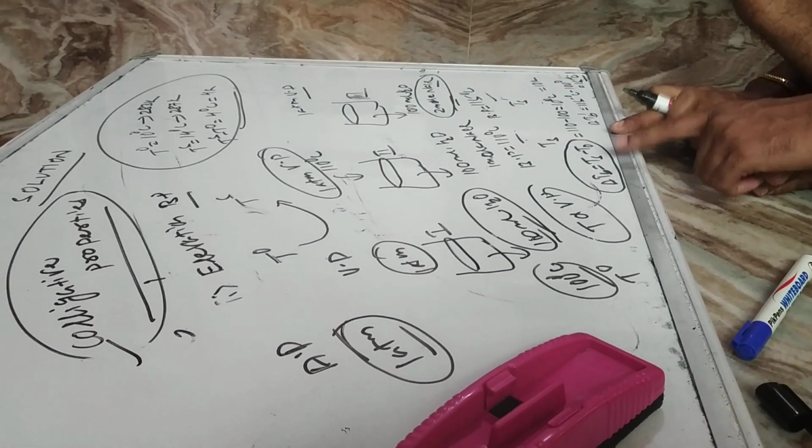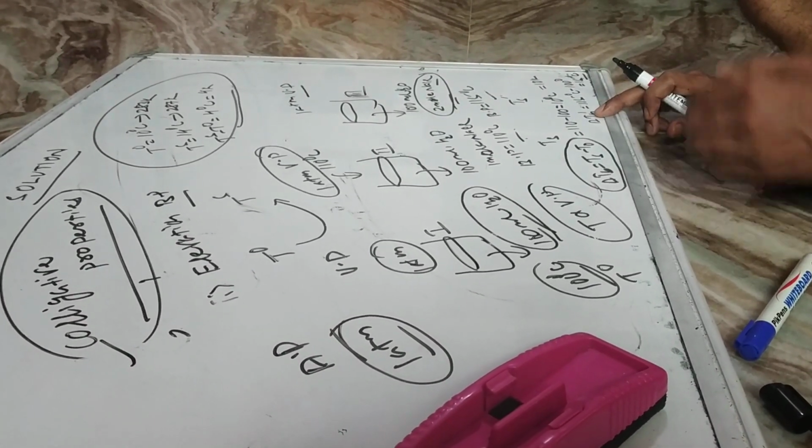Now I have told how to calculate the delta Tb. In the next class I will tell how it is related to the molality.